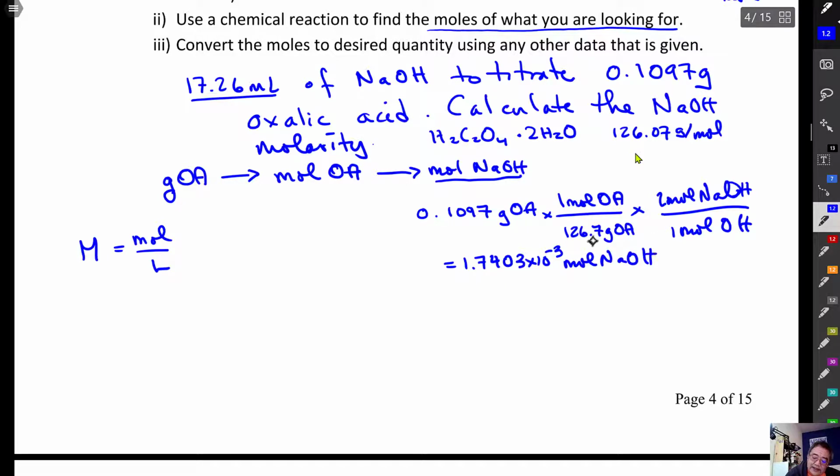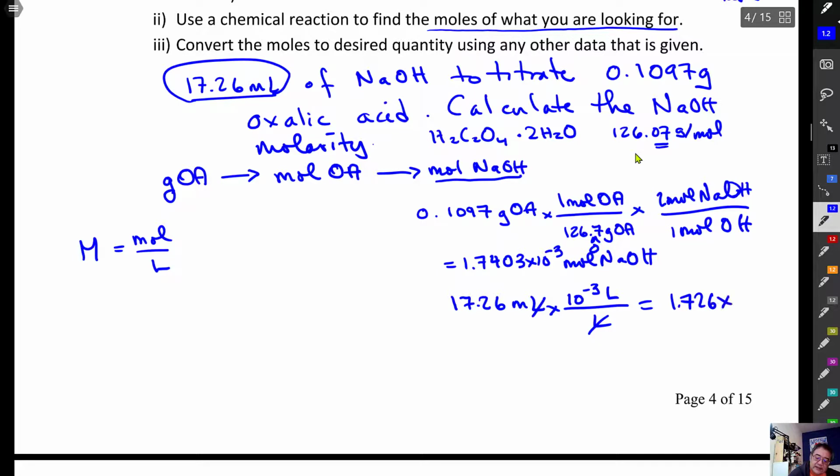And again, I left out a 0 here. That's actually the actual molar mass. I don't know why I didn't write it. Anyways, now we're going to convert this to liters. So I have 17.26 milliliters times, depending on how you learned it, 10 to the minus third liters per milliliter. That just ends up being 1.726 times 10 to the minus 2 liters, like that.